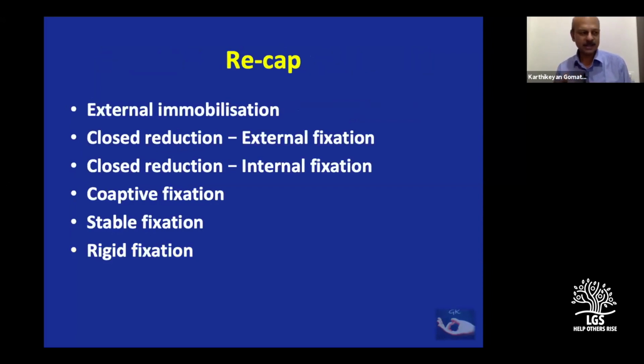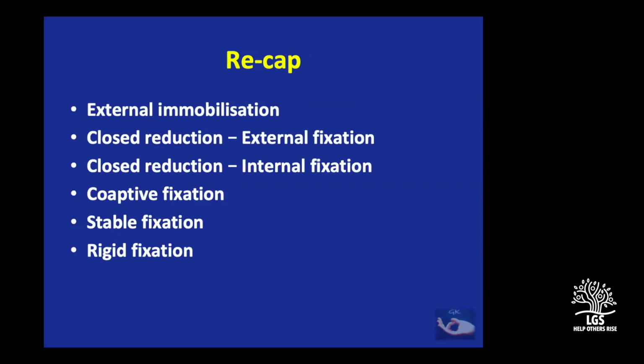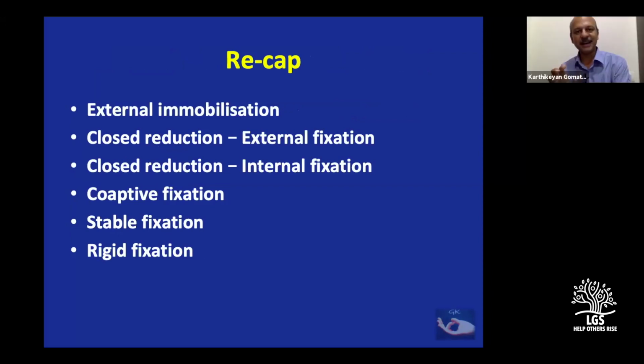Now, before we start off, we'll have just a quick recap of what we saw last week in the basics of fracture management. We saw that the available modes of treatment are external immobilization, closed reduction and external fixation, closed reduction and internal fixation, then coaptive fixation, stable fixation, rigid fixation. Coaptive fixation being the K-wires, nails and all that, stable fixation being the tension band wiring, and rigid fixation being the compression plate and the lag screws.